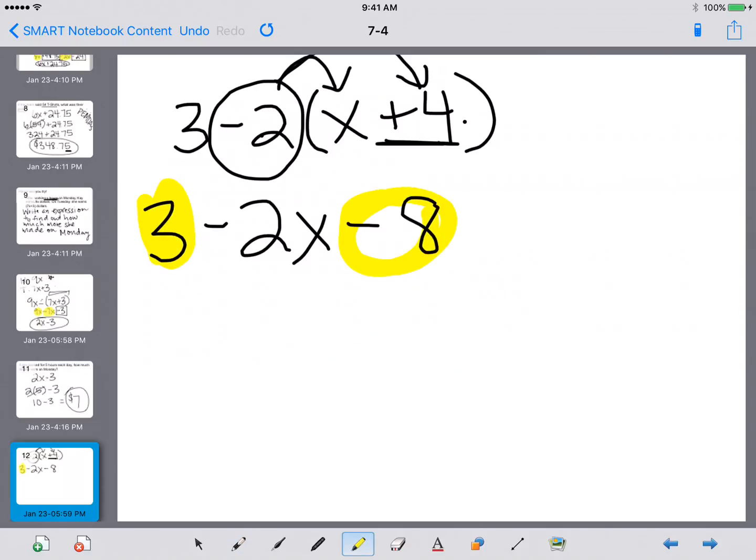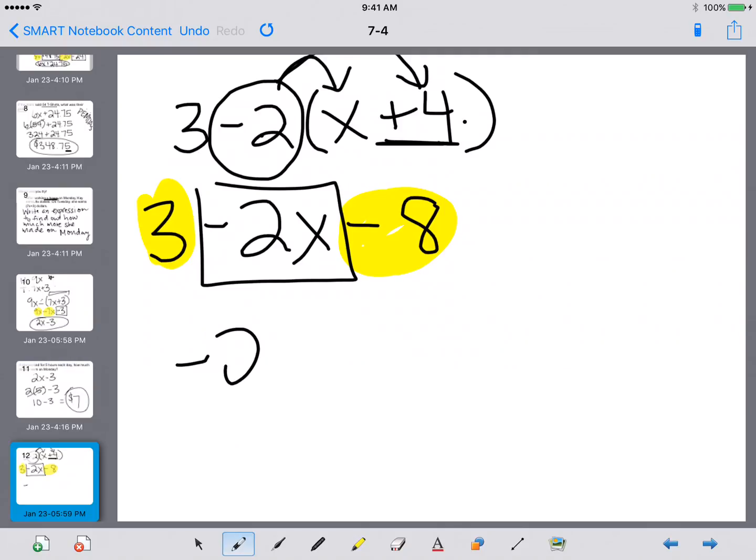We've got 3 and we've got minus 8. This negative 2x is hanging out by itself. I want to put our variable first, so negative 2x goes first. And then we combine 3 plus negative 8 to get negative 5. So when you distribute the entire term that's in front of the parenthesis to everything that is inside of the parenthesis, you do the entire term.